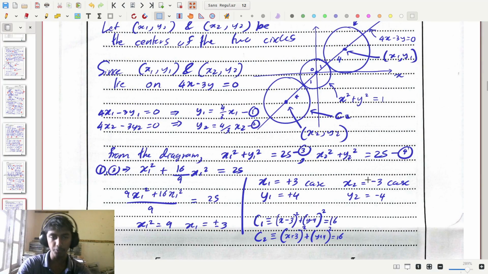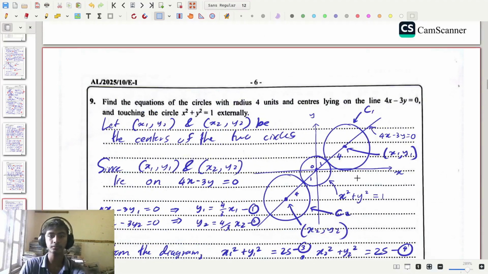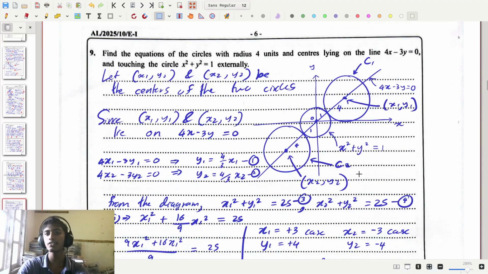If you don't have enough space, of course, there's no rule stopping you from just taking another paper and writing the rest of your solution there as well. However, I would recommend that you use the space provided. So there we go. That is the solution for this question.